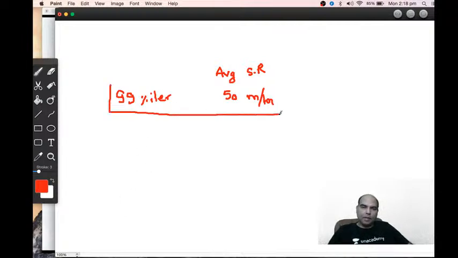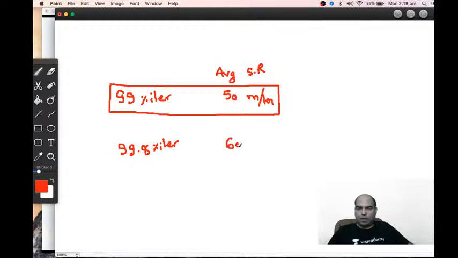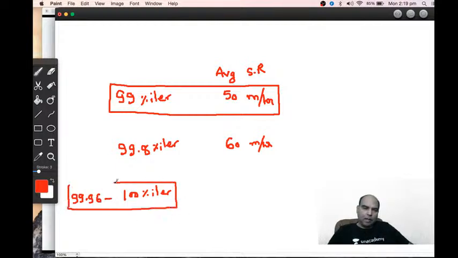So the 99 percentiler scores 50 marks per hour. The 99.8 percentiler has a scoring rate of around 60 marks per hour. The 100 percentiler can never be guaranteed of 100. So I'm talking about the band between 99.95, 96 to 100 percentilers. They would be scoring somewhere in the range of 70 to 75 marks per hour.